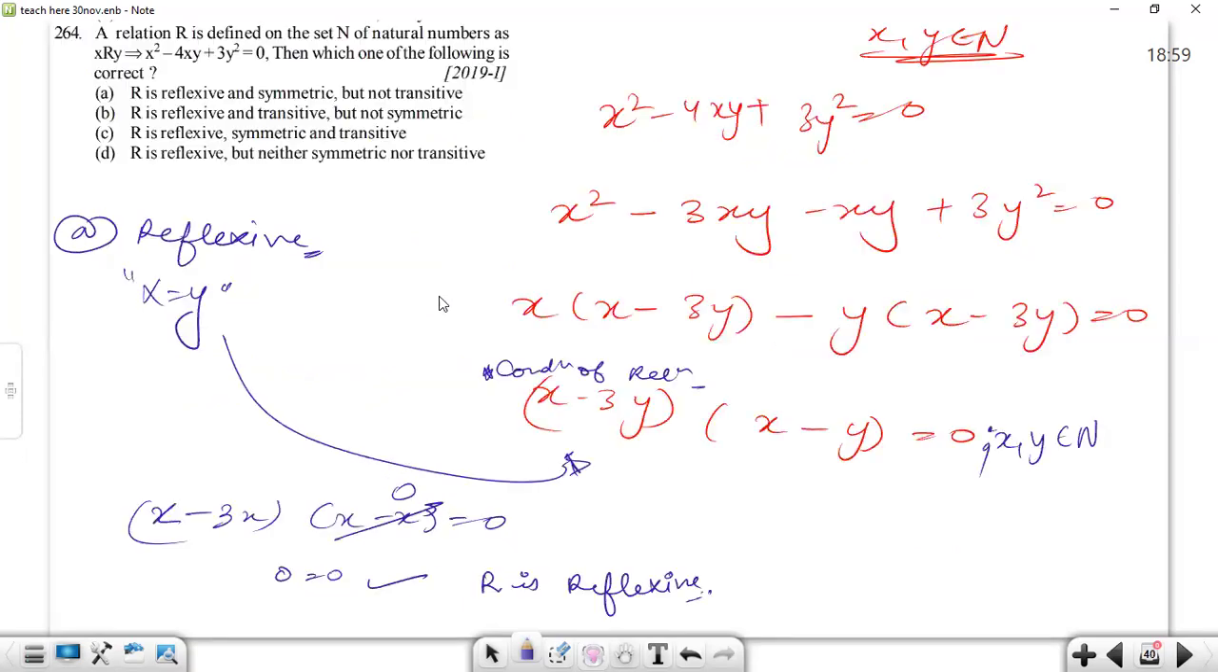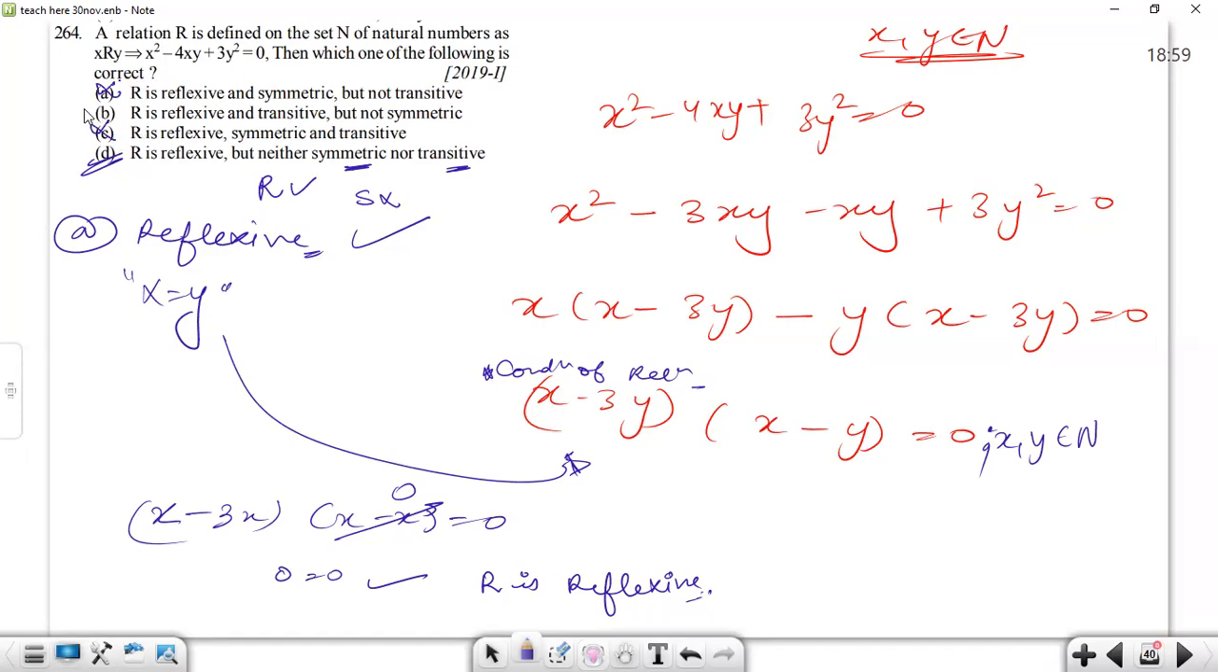No doubt, sir. Our relation is reflexive only, not transitive, and neither symmetric. So this option is the correct option. After checking that our relation is reflexive and not symmetric, we had an option to eliminate options. So let's see if it works. Then we did not have to check for transitivity. So this is not the case.